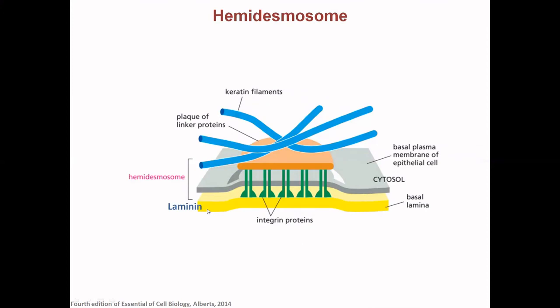This is the keratin filament, this is the cadherin. When they are attached to the laminin found in the connective tissue of the basal lamina, this is called the hemidesmosome. It is hemi because it is half like the desmosome, that's why it is hemidesmosome.